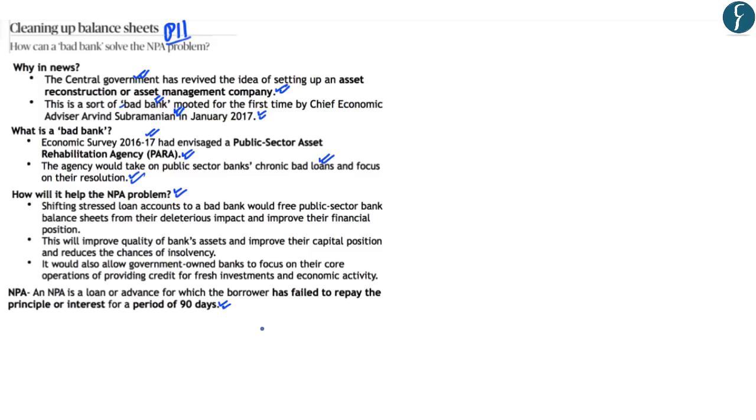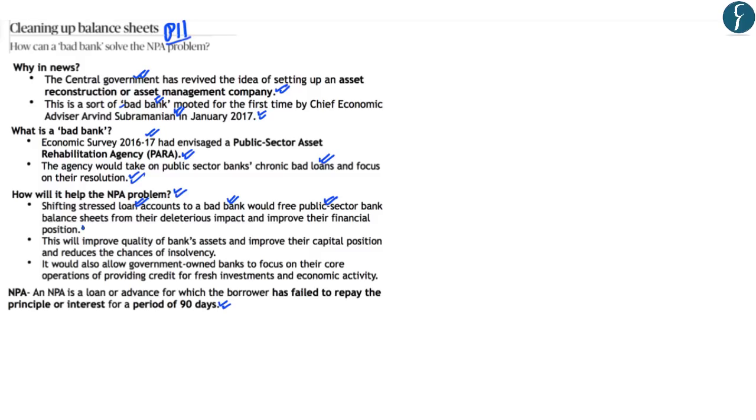The public sector banks in India now have a huge problem of these non-performing assets. The bad bank is intended to help with the NPA problem because it would shift those loans which are under stress to this bad bank. Those loans which are under stress that have been taken by the public sector banks would then be shifted to the bad bank.